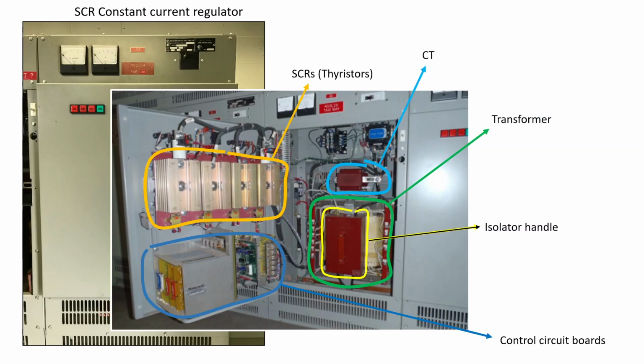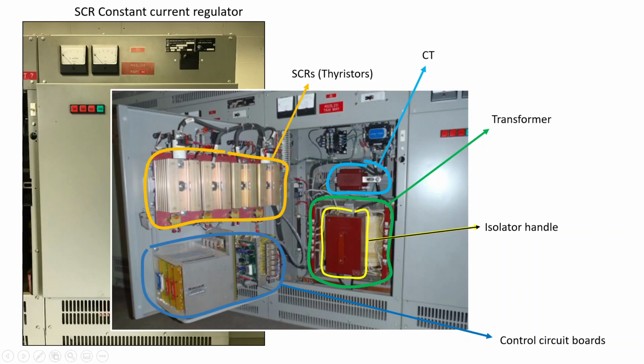Now SCRs are thyristors. Down at the bottom is actually the early 80s to early 90s control circuit boards, and each one of the boards will be able to be slid out and replaced or troubleshot. Now some airfields still have these systems, and so it's important to know what you're looking at when you open a cabinet.